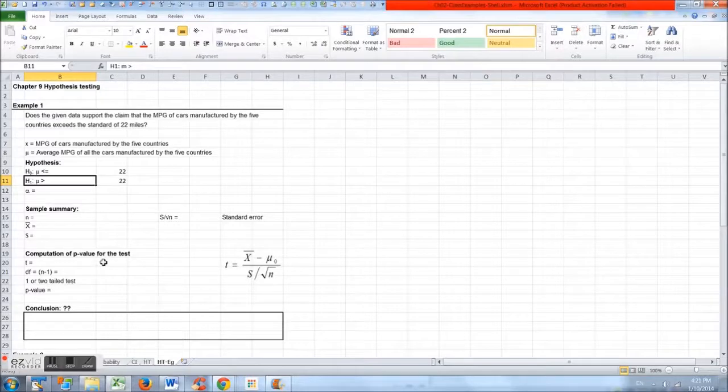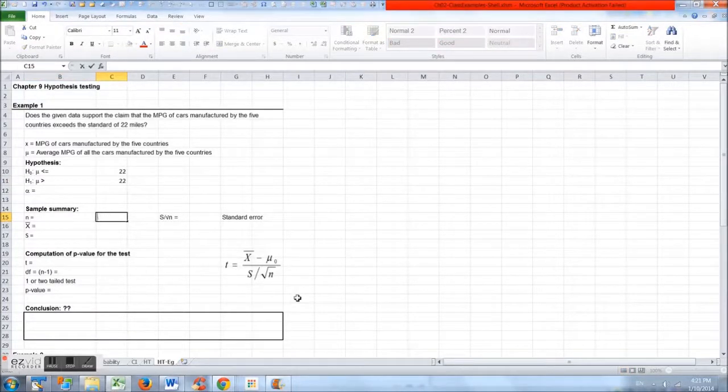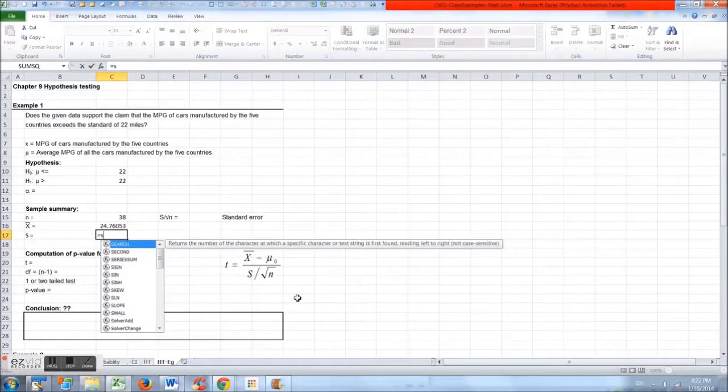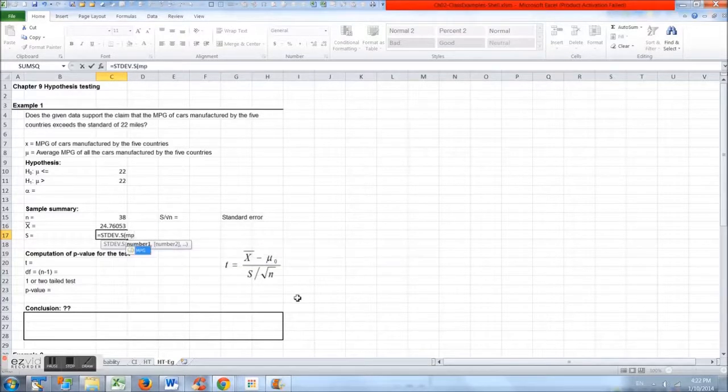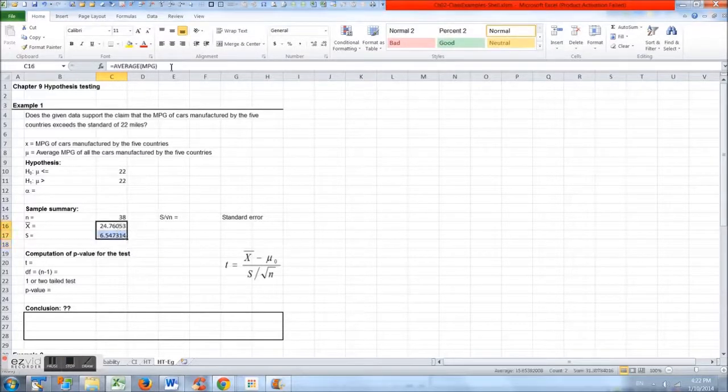So next step is to calculate the t statistic, and for that we need these three numbers for MPG. I have already named the data. So n is COUNT of MPG. X bar is AVERAGE of MPG. The standard deviation is STDEV.S of MPG. Formatting.